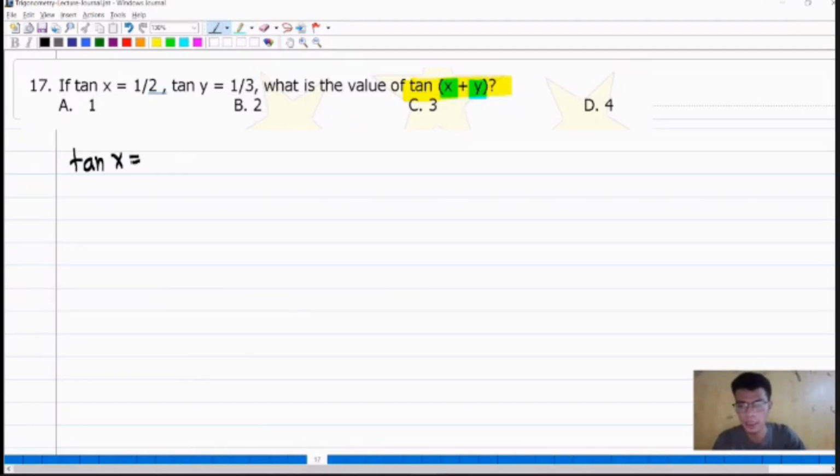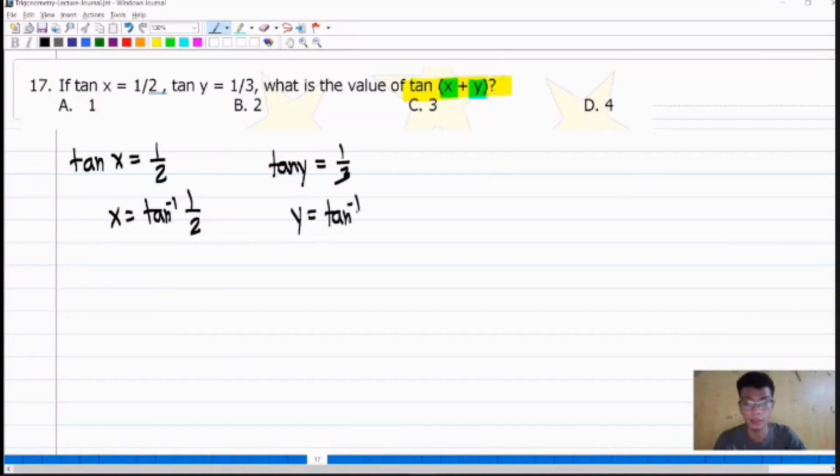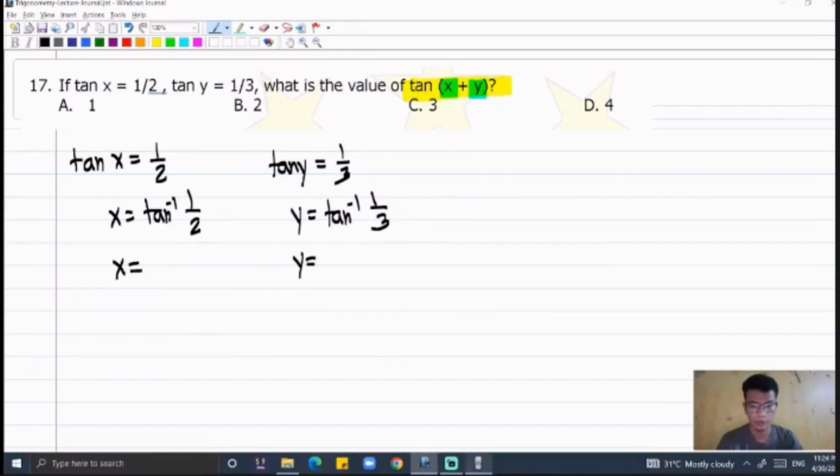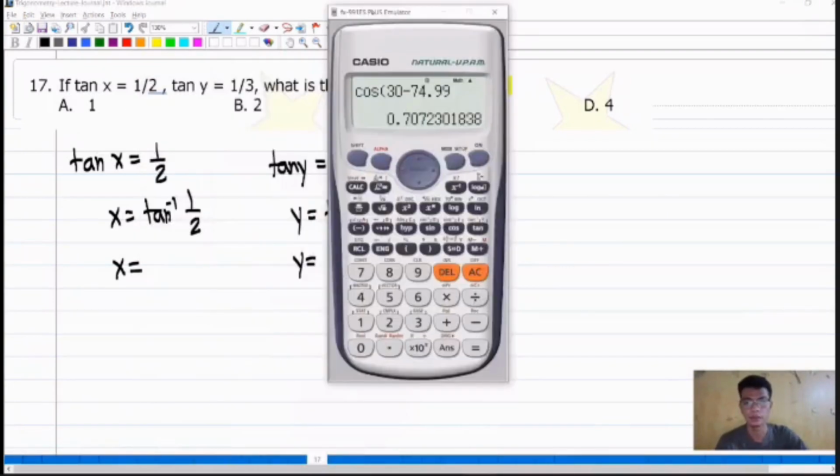Tangent x is equal to 1/2. Therefore, x is the arctangent of 1/2. Same with tangent y, which is equal to 1/3. Solving for y, that is the arctangent of 1/3. So now we have the values of x and y.